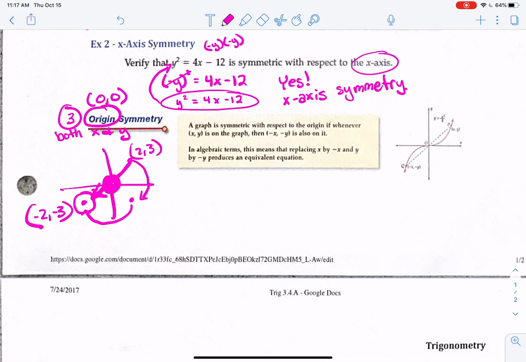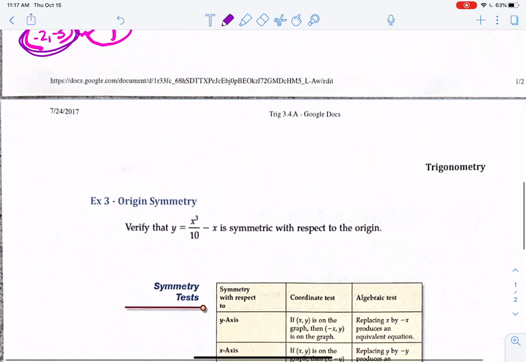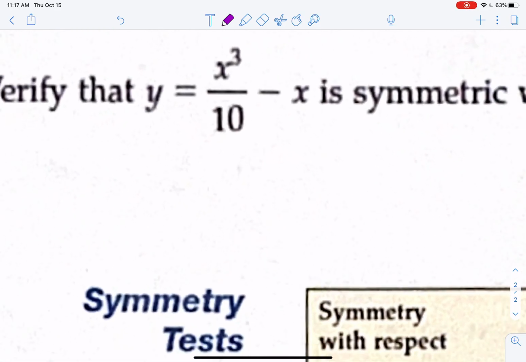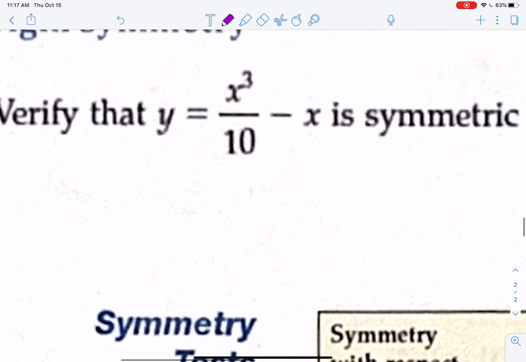So what you'll notice is from the point (2, 3) to this new point across the origin, both the x and the y became negative. That's what the rule says right here, negative x and negative y. So to check for origin symmetry, I'm going to make all of the x's and all of the y's become negative. Every x that I see is going to become negative x. Every y that I see is going to become negative y.